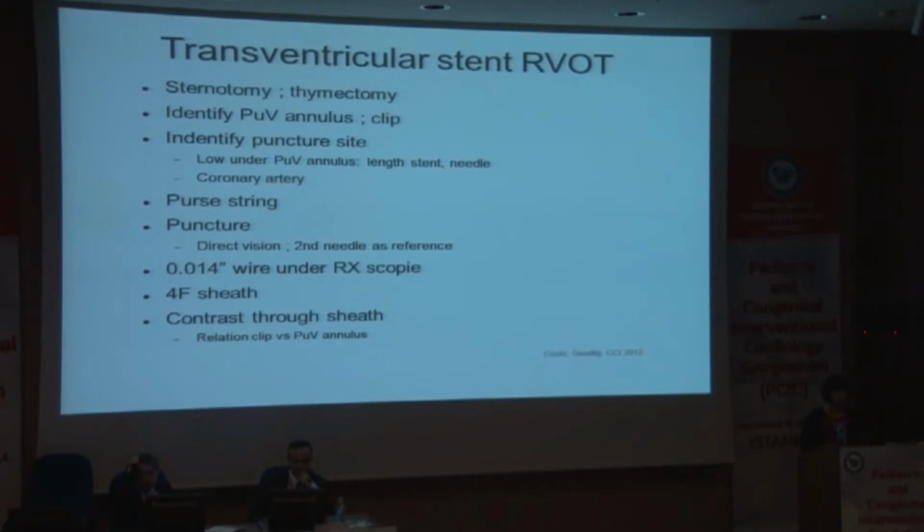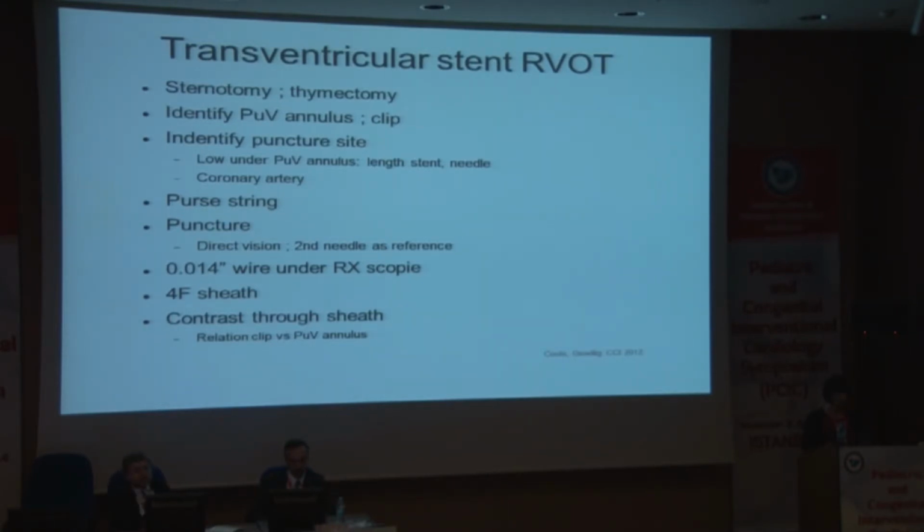Obviously, it is done in the hybrid operating theatre. What we ask the surgeon to do is identify the pulmonary valve annulus and put a clip there. I'll explain to you why just now. You identify your puncture site, and it's important that you puncture low enough, because we have seen in some patients, if you puncture too high, after stent implantation you might develop an infundibular stenosis after a few weeks. So you want to puncture below your infundibulum, direct your needle towards your outflow tract, and obviously place your wire.